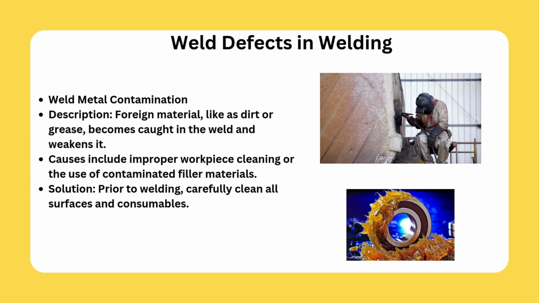Weld metal contamination. Description: foreign material such as dirt or grease becomes caught in the weld and weakens it. Causes include improper workpiece cleaning or the use of contaminated filler materials. Solution: prior to welding, carefully clean all surfaces and consumables.